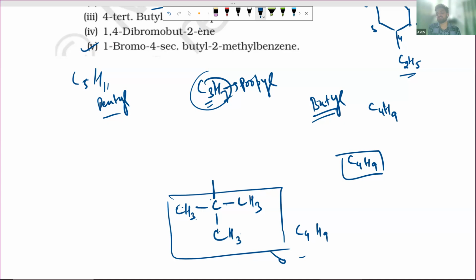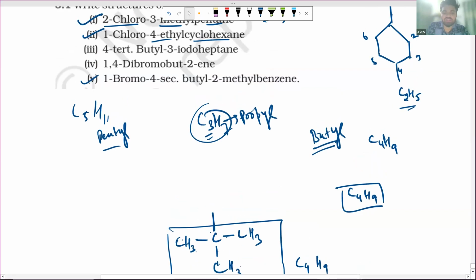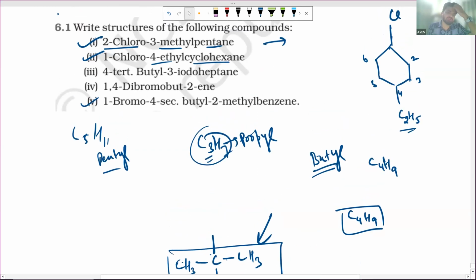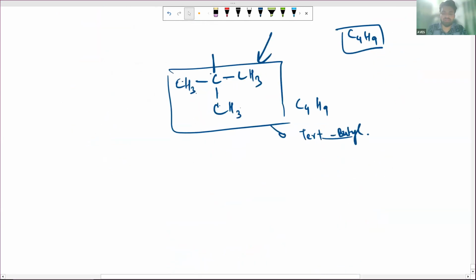What is the name of this one? Tertiary butyl. Okay, you understood? Tertiary butyl. So this tertiary butyl group is attached at the 4th position: 4-tertiary butyl and 3-iodoheptane. Heptane means 7 carbon.